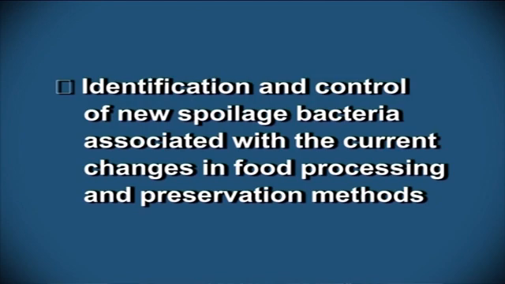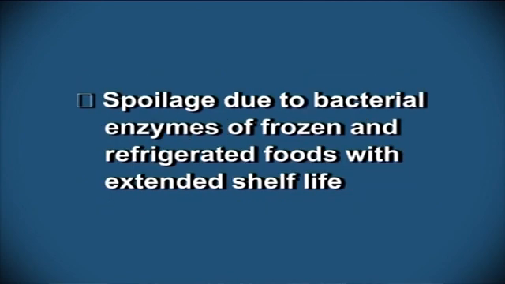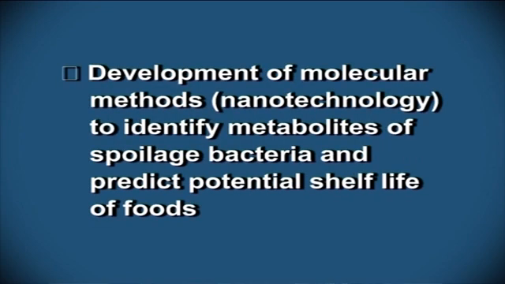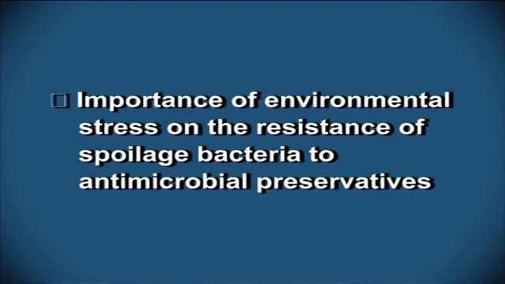Let's learn about food spoilage: identification and control of new spoilage bacteria associated with the current changes in food processing and preservation methods. Spoilage due to bacterial enzymes of frozen and refrigerated foods with extended shelf life. Development of molecular methods, or what we also call nanotechnology, to identify metabolites of spoilage bacteria and predict potential shelf life of foods. Importance of environmental stress on the resistance of spoilage bacteria to antimicrobial preservatives.